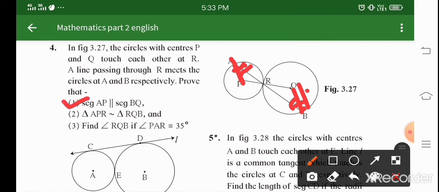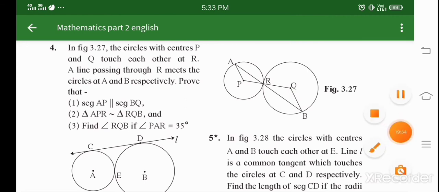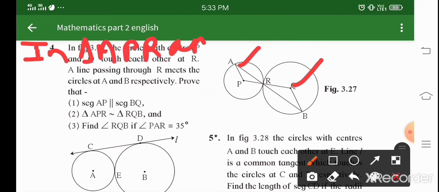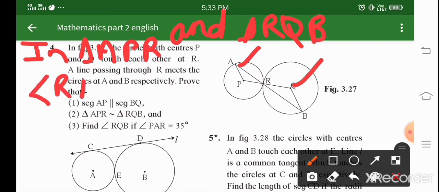I think this is clear. Now in the second question, what they have given, we have to prove this triangle and this triangle are similar. This is also the same thing. Just write over there, in triangle APR, and the next triangle is RQB, right? So from that angle RAP that we have proved, this angle is congruent, or you can say equal, to angle RBQ.